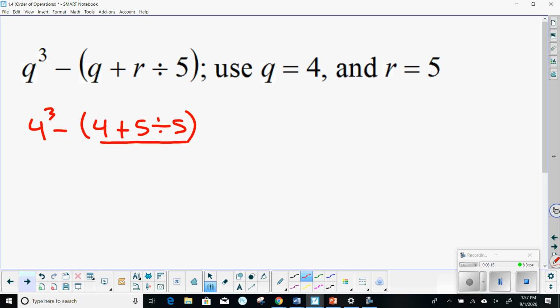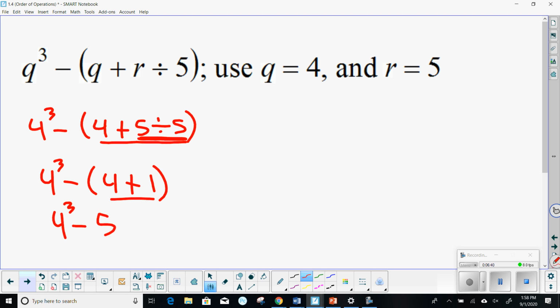What we do a lot is go 4 plus 5 first, going from left to right. Remember, division and multiplication come before addition and subtraction. So I've got to first do the division before I do the addition. So I have 4 cubed minus (4 plus 5 divided by 5). Okay, now I can keep going inside those parentheses. 4 cubed minus 5. Next step is exponents. I'm going to do the 4 cubed, 64, 4 times 4 times 4, minus 5. I subtract those, and I end up with 59.